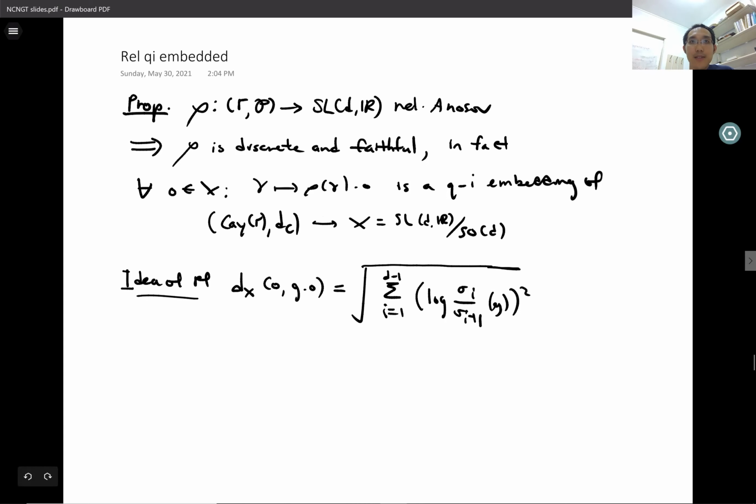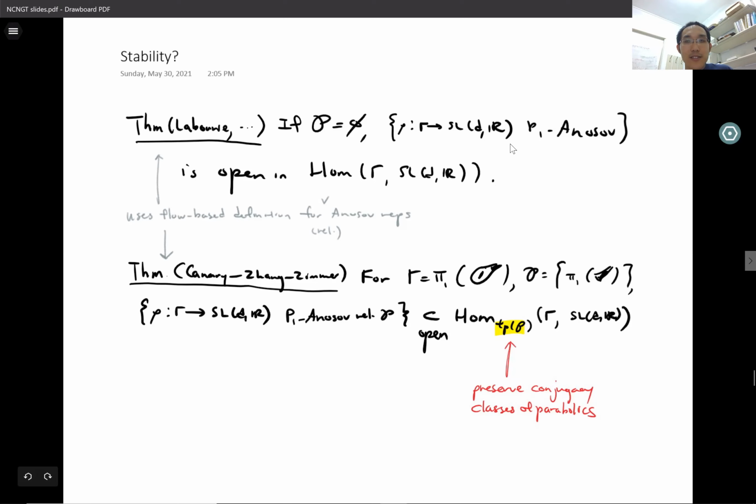What about stability under perturbations? So when we have no peripheral subgroups, Labourie proved that the set of P1 Anosov representations of a given abstract delta hyperbolic group is open in the space of all representations from the group to SLdR, or PSL or PGL. So you can wiggle your Anosov representation or subgroup a little bit, and the result will still be Anosov.